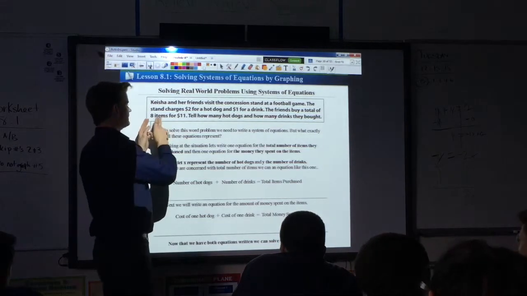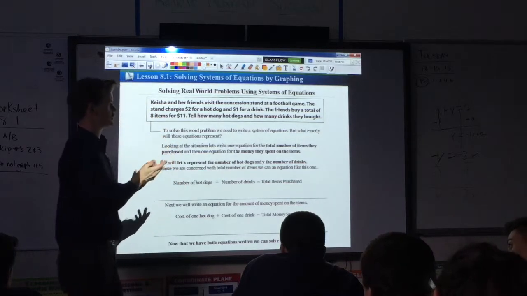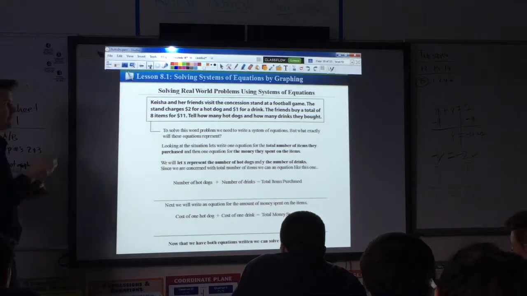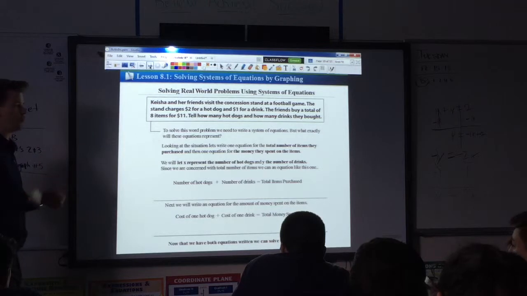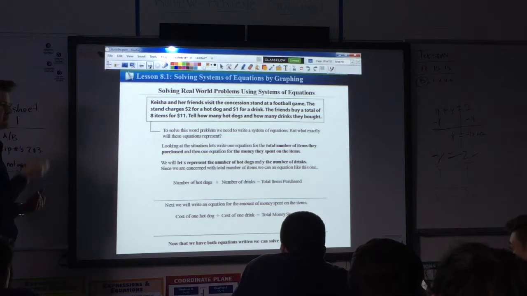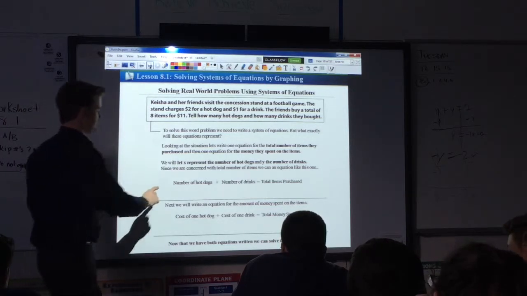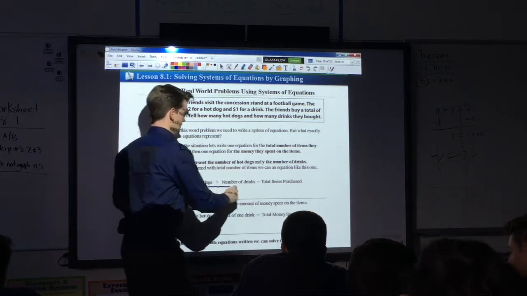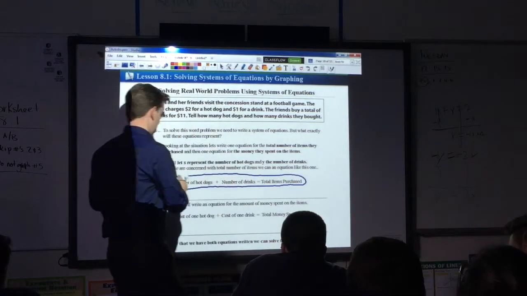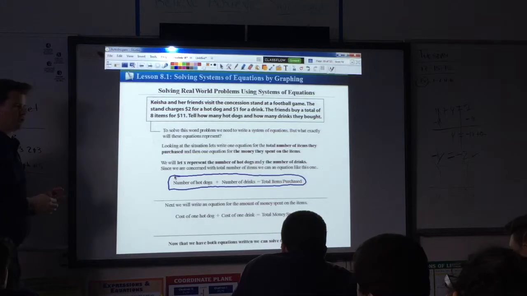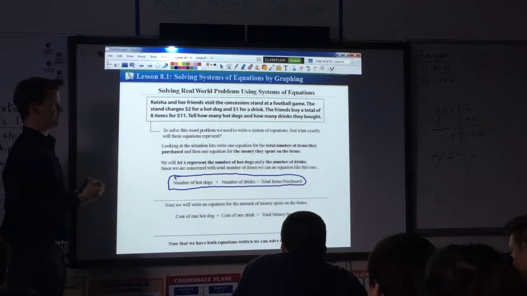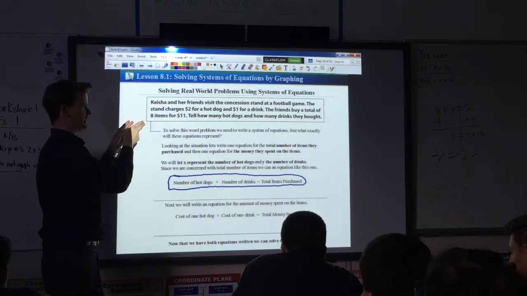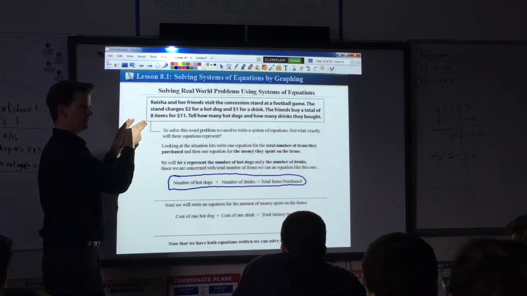Anyway, now the friends buy a total of 8 items for $11. We want to find out how many hot dogs they bought and how many drinks they bought. In order to answer that, we are going to have to write a system of equations and solve it. The very first equation that I'm going to write is going to be one that tells me how many items they purchased in total. In order to write that, what are we talking about here? What do they buy? Hot dogs and drinks.